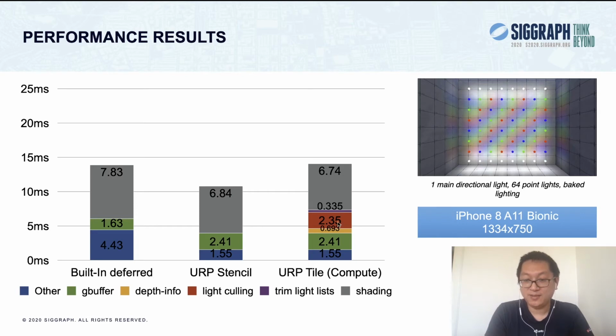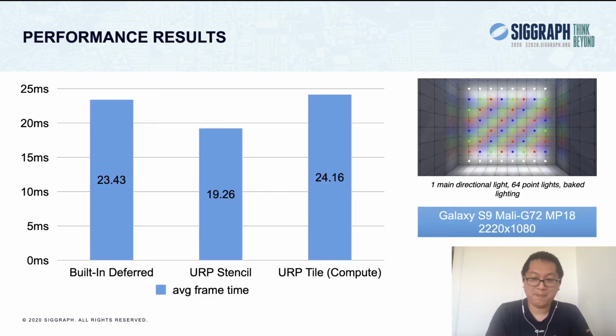And you can also see that for the URP tile-based implementation using compute shader, the light culling is quite significant, 2.35 milliseconds. And that's also running at half 1080p resolution. And lastly, we have the Galaxy S9 using ARM GPU, and that's running slightly above 1080p resolution. And also for that mobile GPU, stencil is faster than tile.